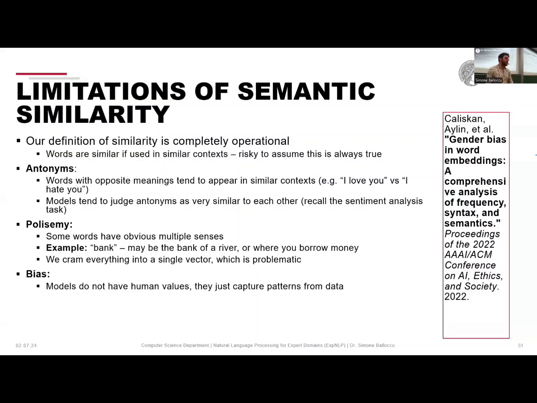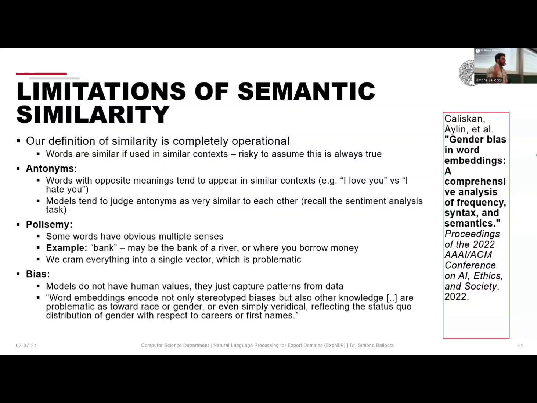Models do not have human values. AI cannot be sexist, AI is not racist, but AI can incorporate biases in the text, so they capture the patterns from the data. There is a very cool paper that you can see here on the side that says basically word embeddings encode not only stereotype biases, but also other knowledge, and are problematic as towards race or gender, or even simply veridical, reflecting the status quo distribution of gender with respect to the career of the first name.